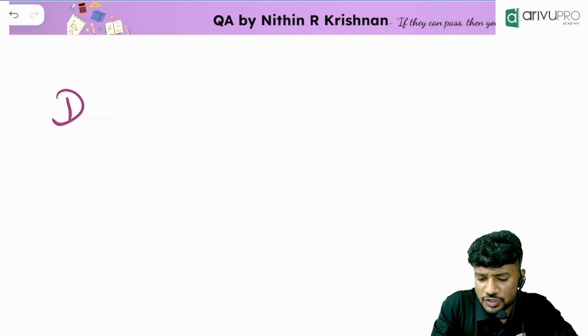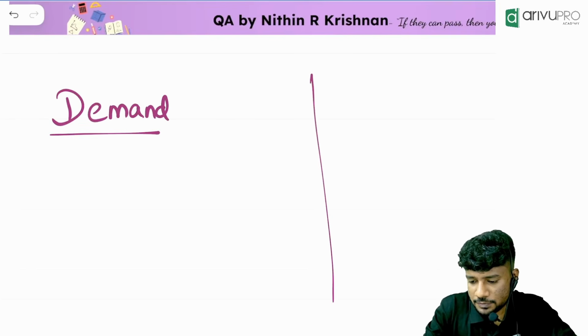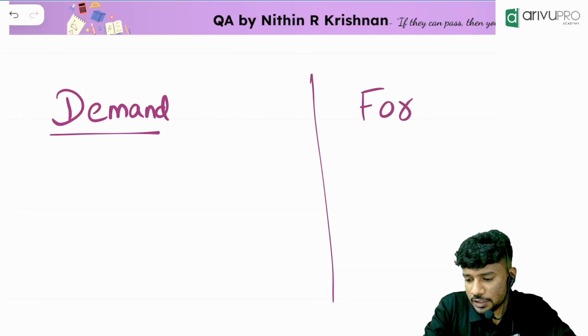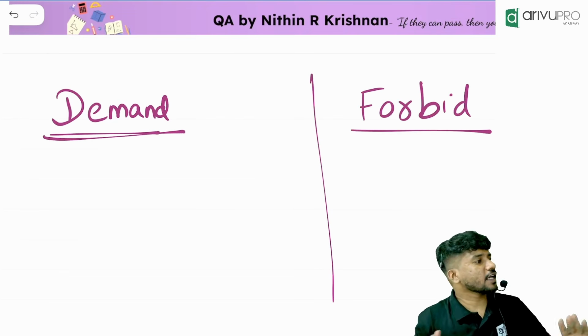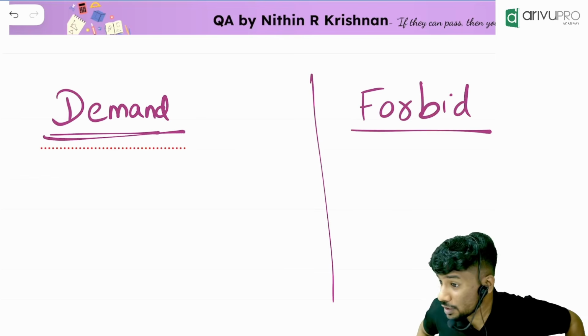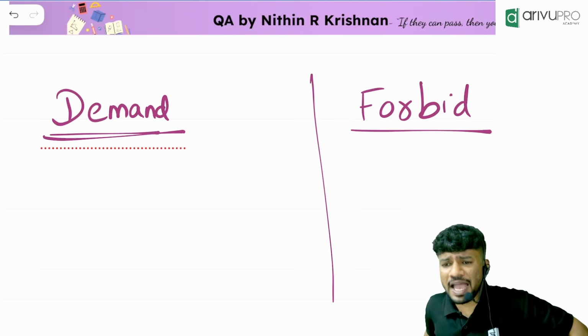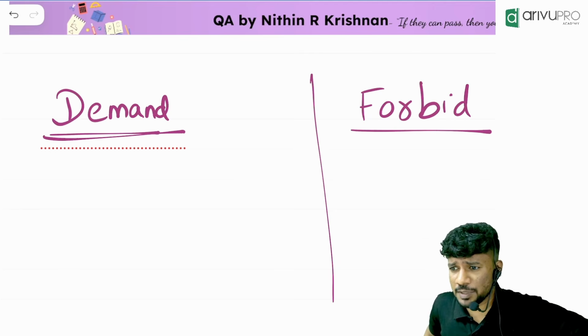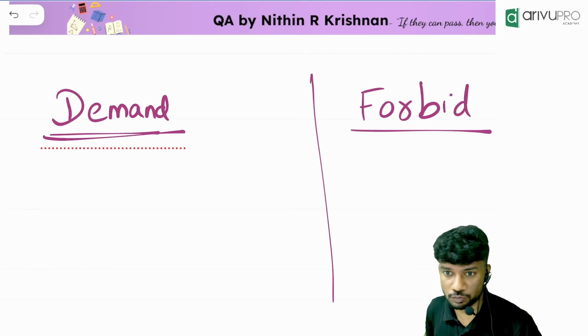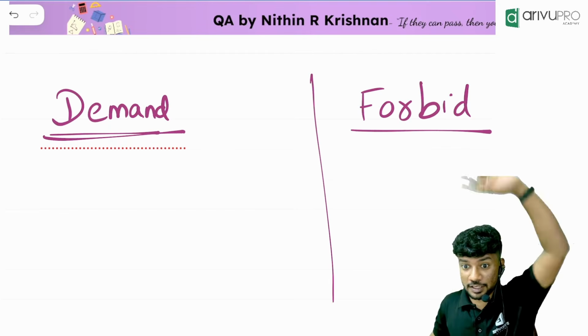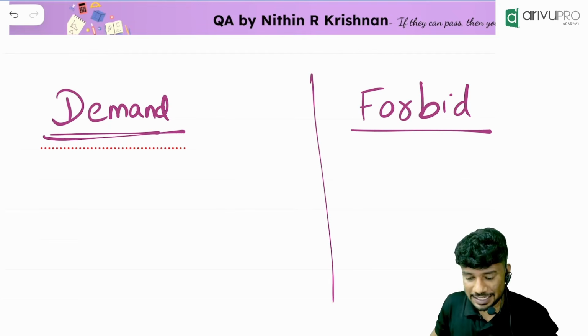Have you heard about this? Demand and forbid. This is the last type of question from this particular chapter. Demand means what? Something the company is asking you. Okay, keep it in your mind. Not the demand from our economic point of view. I am telling in some things.